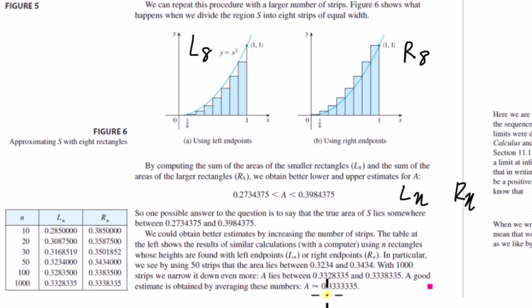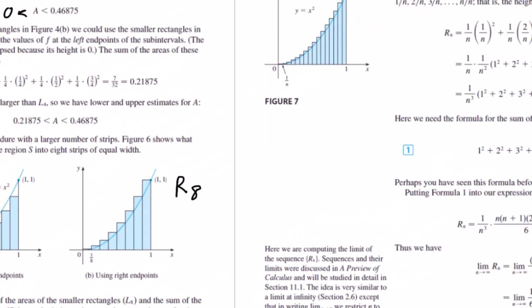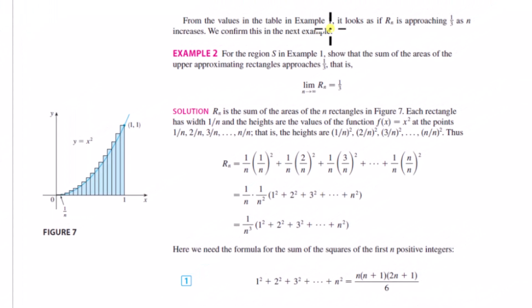Okay, and so it looks as if we've got 0.33333. It looks as if the area, if we did a limiting process as n goes to infinity, is approaching 1/3. All right, and so to analyze this further, they start by just focusing on R sub n. So it looks as if, when we let n go to infinity, R sub n is approaching 1/3. That's what it says here from the values in the table in the previous example: R sub n is approaching 1/3 as n goes to infinity.